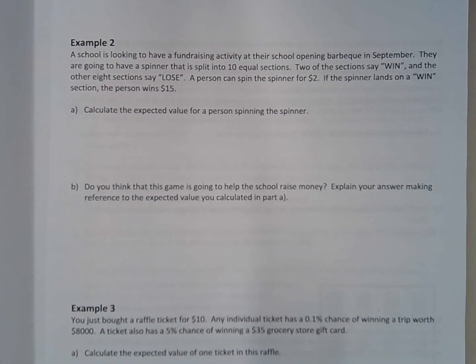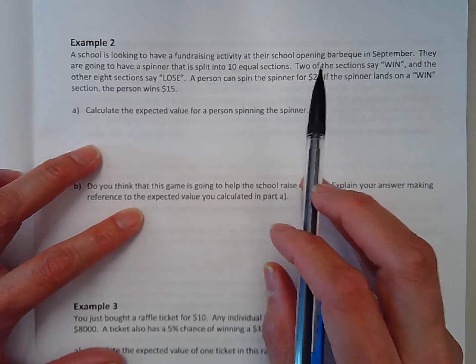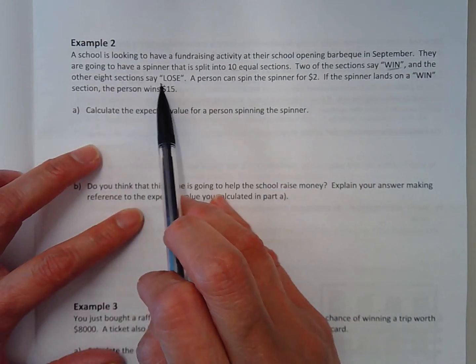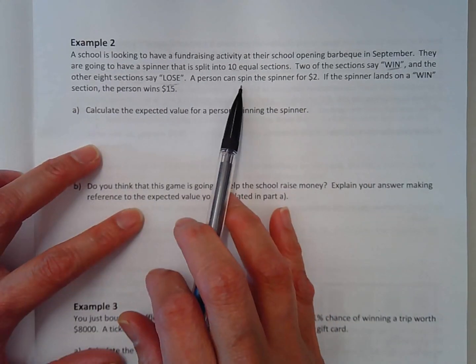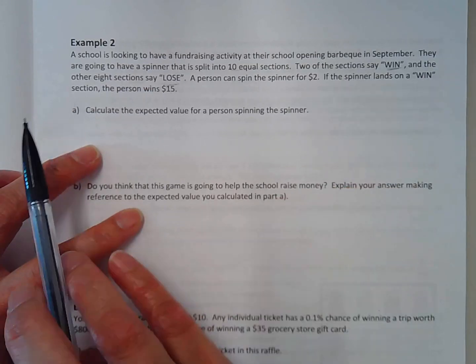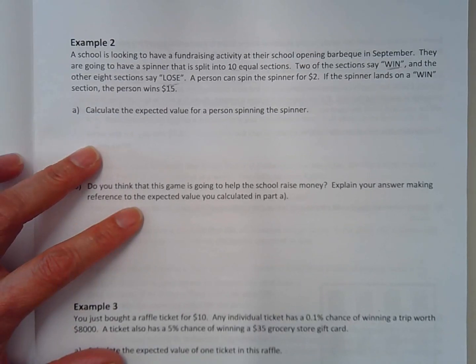A school is looking to have a fundraising activity at their school opening barbecue in September. They are going to have a spinner that is split into 10 equal sections. 2 sections say win, and 8 sections say lose. A person can spin the spinner for $2, and if the spinner lands on a win, the person wins 15 bucks. Okay, so let's see if this is a good game or not for us.